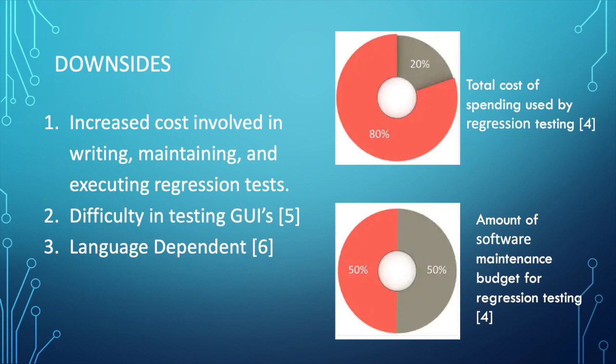The final downside I would discuss is how code-based regression testing is language dependent. According to a paper written by Chen, in systems where more than one programming language is used, more than one regression technique would also be required to complete regression testing, which would significantly increase the complexity of the test. In summary, cost, difficulty in testing GUIs, and the language dependency are things a company should take into account when considering regression testing for their project.